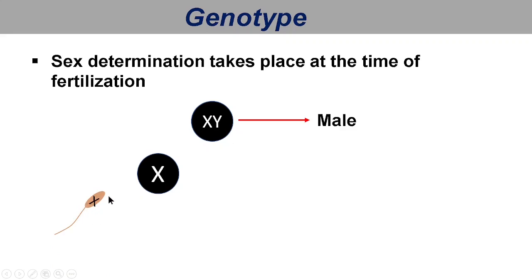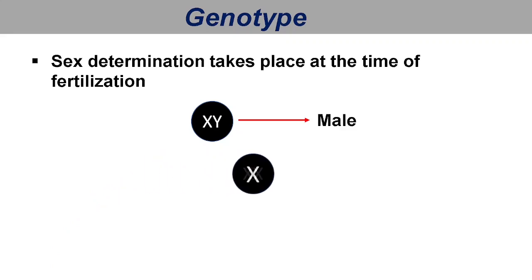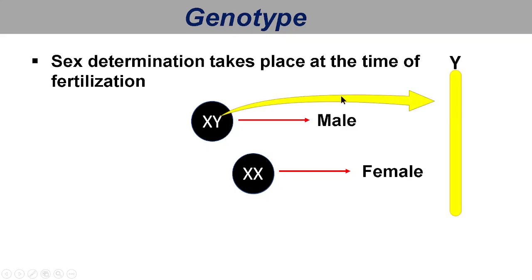And if the spermatozoon carries the X chromosome, then on fertilization it forms XX, and it will be a female. So this is the genotype. Sex determination takes place at the time of fertilization. But here it is not enough. The male which carries the XY chromosome has a segment of the Y chromosome carrying a special set of genes, that is SRY, and that SRY has to express properly at the proper time.